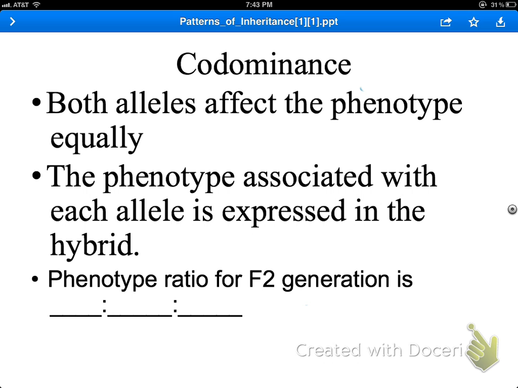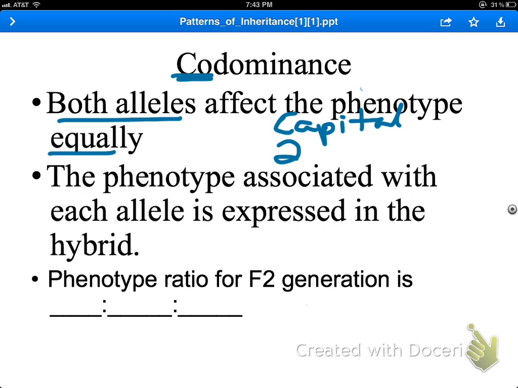Our third pattern of inheritance is codominance. Notice the prefix co, which means, like in co-captain, doing equal amounts of work, having equal responsibilities. In this case, both alleles will equally affect the look or phenotype of this organism. A couple differences in notation for codominance is we use capital letters for both traits, and we use 2 different letters.